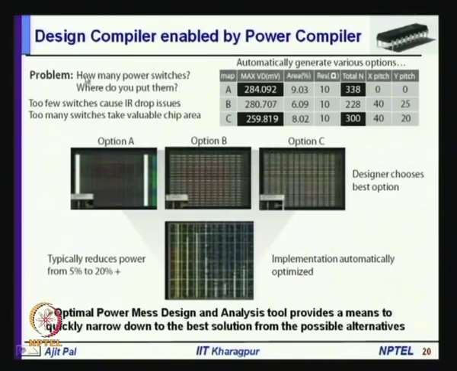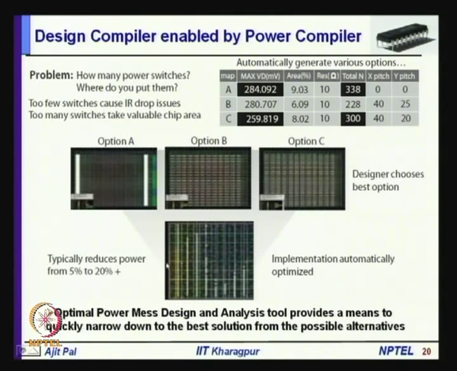Then not only how many switches, but how do you put them, where do you place them? That means too few switches cause IR drop issues, voltage drop takes place, and too many switches take valuable chip area, as I mentioned. So, what this Design Compiler enabled by Power Compiler does, it generates several design options. So, design option A, option B, option C with various features. That means, they can have different area, different resistance and delay, and the designer has the choice of selecting one of the few such good designs.